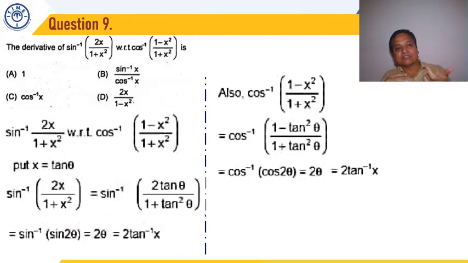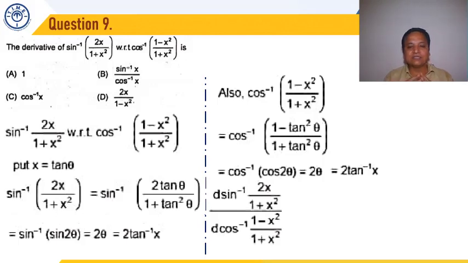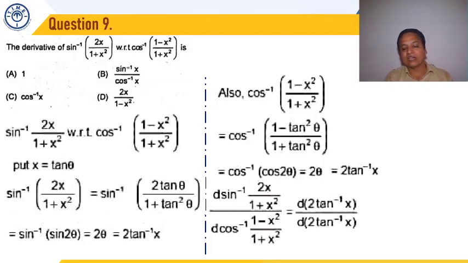So we have to find the differentiation of sine inverse (2x upon 1 plus x square), which is as good as differentiation of 2 tan inverse x, with respect to cos inverse (1 minus x square upon 1 plus x square), which is as good as with respect to 2 tan inverse x, because both the terms simplify to a common term, which is 2 tan inverse x. This was the question. Now, both the terms simplify to 2 tan inverse x.